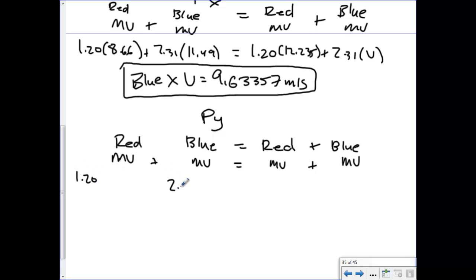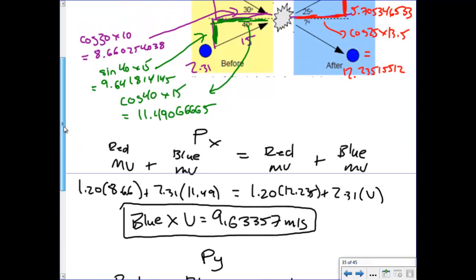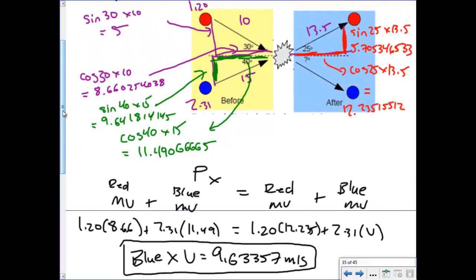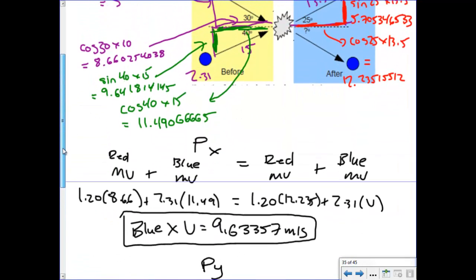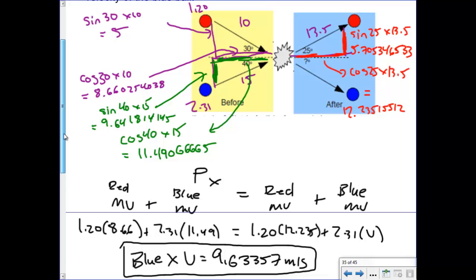The masses never change. So one of my strategies is I always throw those masses in right off the bat, because those are always going to be 1.20 and 231. Okay, let's make sure I have these in the right spots. The red velocity is going to be 5. The blue velocity is going to be 964.18.